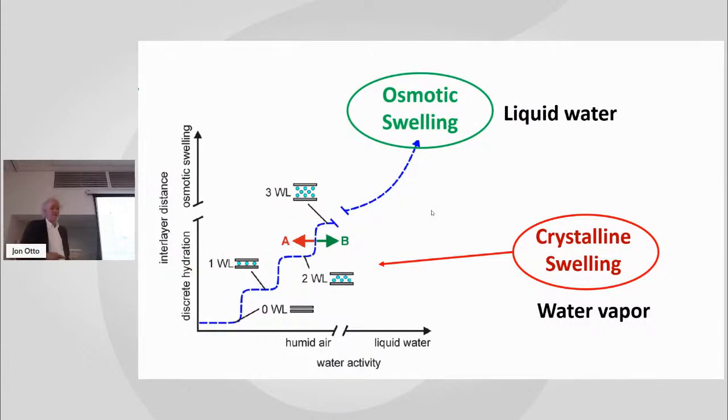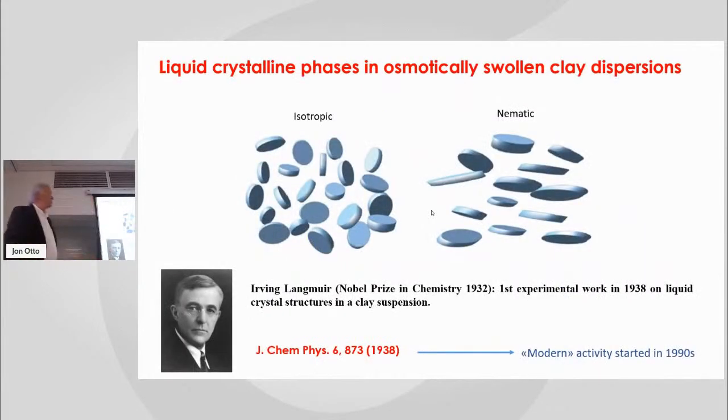So now I have introduced crystalline swelling. The next thing I will talk a little bit about is the osmotic swelling case, when we put this clay powder, imagine, in bulk water, or liquid water instead of water vapor. Then we get into this situation with the large distances between the clay platelets. The first person that tried to study this in a physical chemistry context was Langer. He published this paper in 1938.